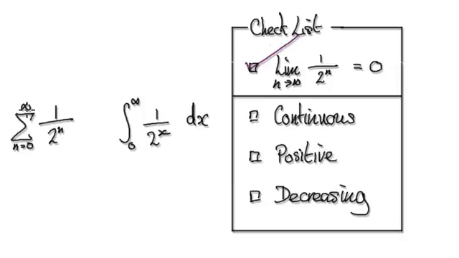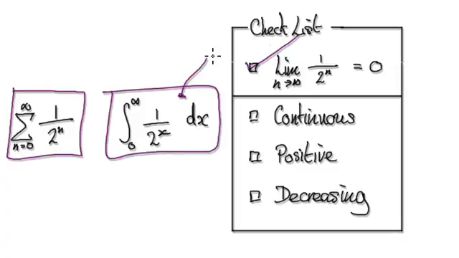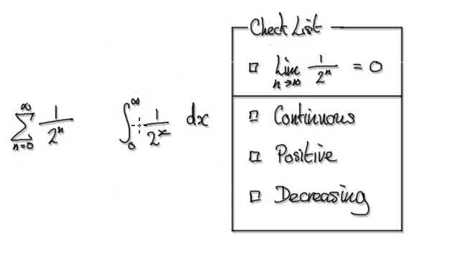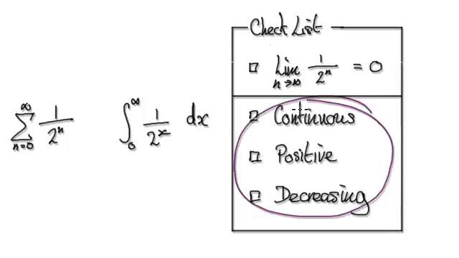Now that we've done this, we need to make use of that theorem. The theorem that says if this thing here diverges, then this will also diverge. If this will converge, this will also converge. But in order for us to make use of that theorem, we need to check these three.